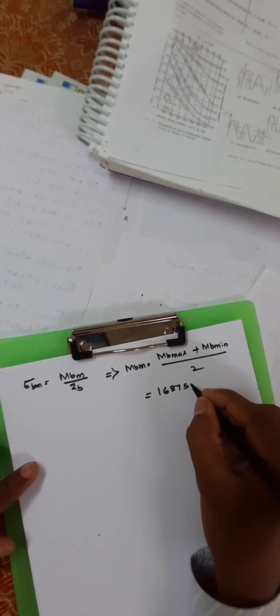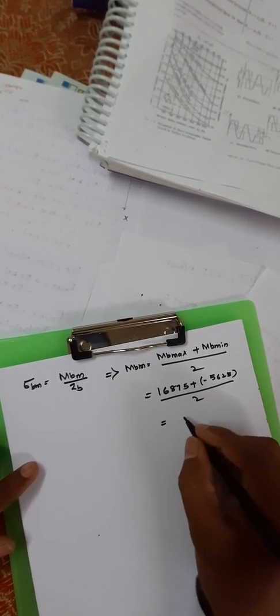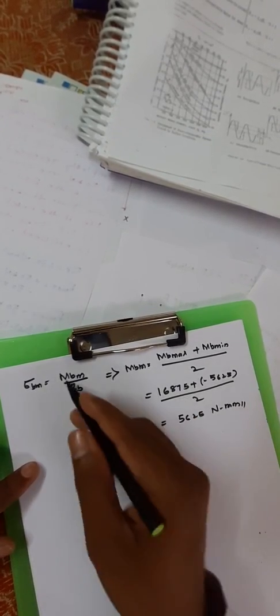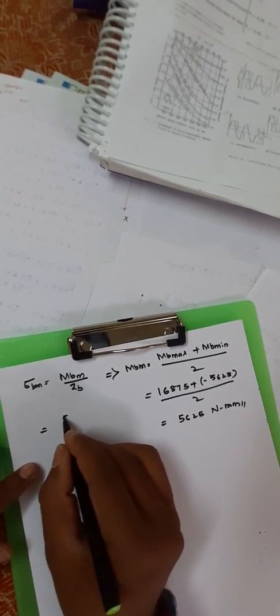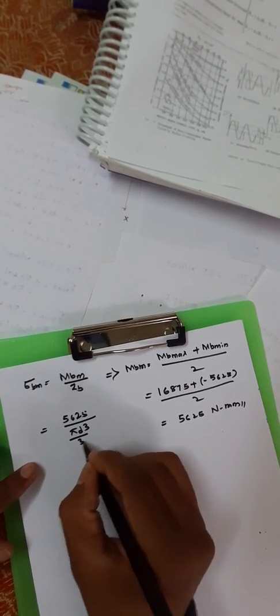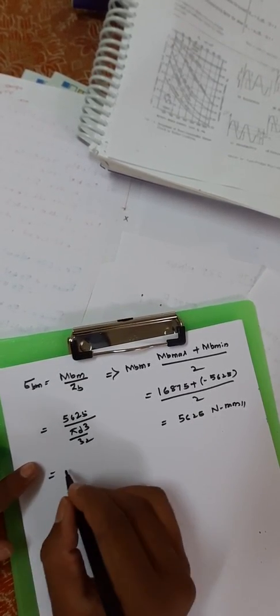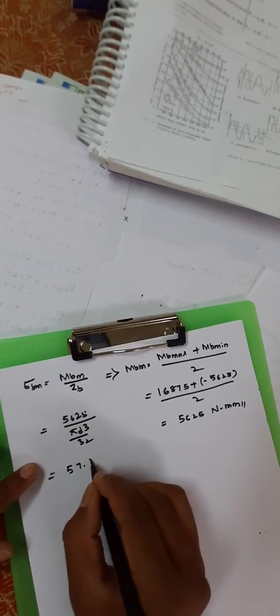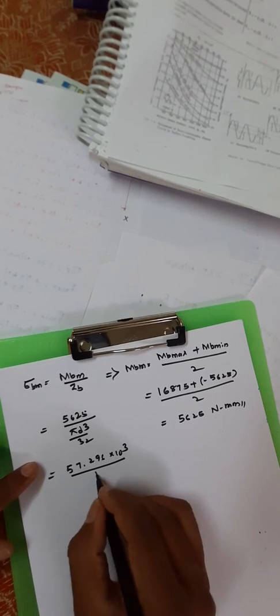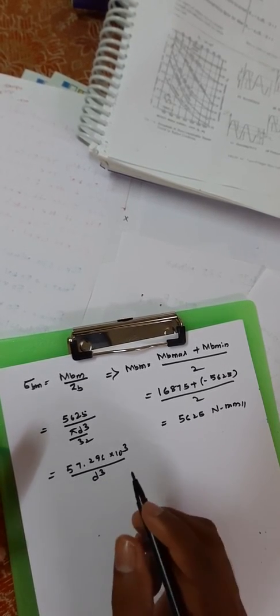16875 plus minus 5625 divided by 2, we'll get 5625 Newton millimeter. If we substitute this value into this equation, we'll get 5625 divided by pi d cube divided by 32. If we simplify this, we'll get 57.296 into 10 to the power 3 divided by d cube. This is the value.